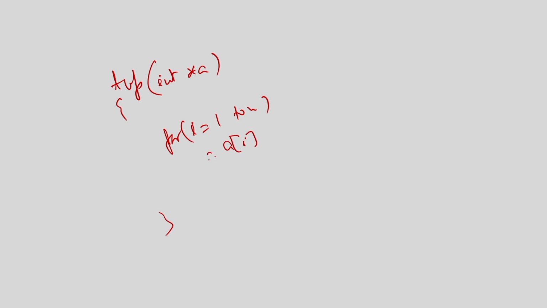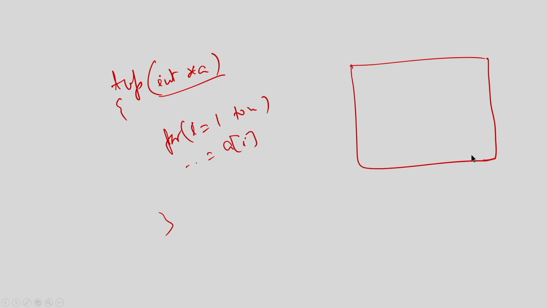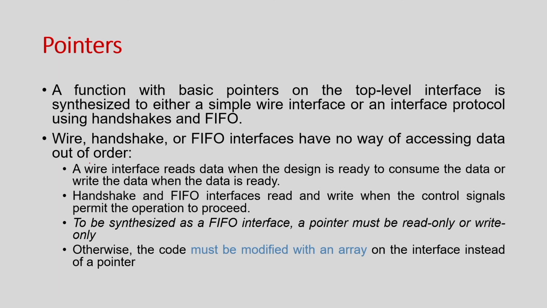So, you now think about, suppose you have a top level function where you have an int star A, right. Now, in this particular program, you can access this, right. So, you can actually have some for loop, 1 to n, and you try to access A[i], right. So, once you have this int pointer at the top level function, what does it create? It basically creates three types of connections, right. So, it either creates a wire, or it will actually create some handshake or a FIFO, right.